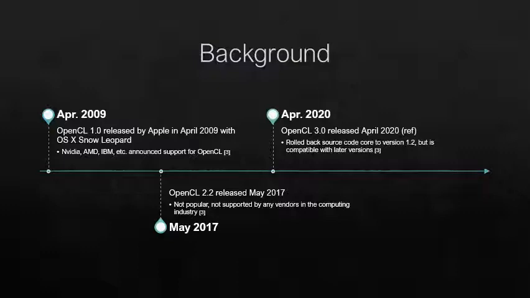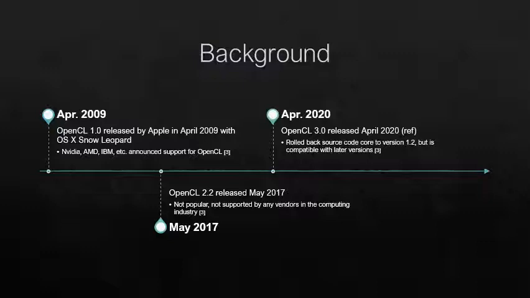OpenCL was initially released in April 2009 by Apple, and it was included in the OS X Snow Leopard operating system. After it was released, platforms such as NVIDIA, AMD, and IBM, and others, announced support for it on their products. The second most recent release was OpenCL 2.2 in May 2017. However, the release was not popular, and between now and then, none of the companies that supported previous versions of OpenCL integrated support for version 2.2 into their products.